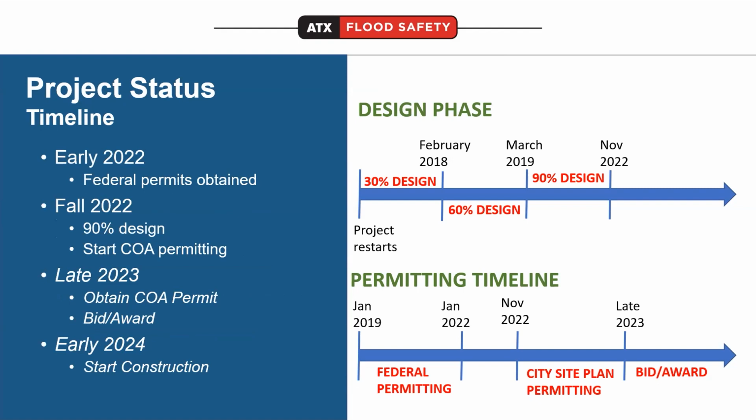And we were just basically getting ready to start permitting in the fall of 2022. And that's kind of where we are right now. We're in the process of getting our permit. We're expecting to have that later this year. Once we have the permit, we'll be able to start the bid and award process so that we can find a contractor for the project, with the expectation of starting construction next year. The earliest that we would be able to start would be in early 2024.